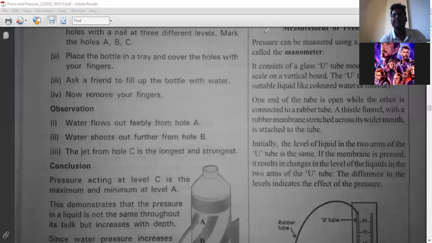Your next point is measurement of pressure. Pressure can be measured using a simple device called a manometer. It consists of a glass U-tube mounted against a scale or on a vertical board. The U-tube contains a suitable liquid like colored water or mercury. One end of the tube is open and the other is connected to a rubber tube.